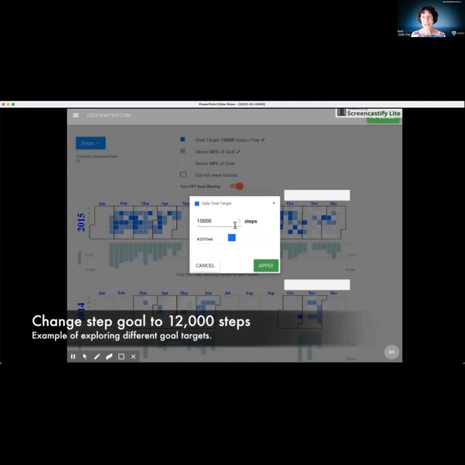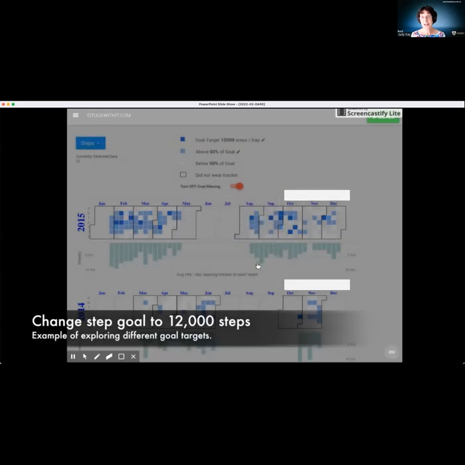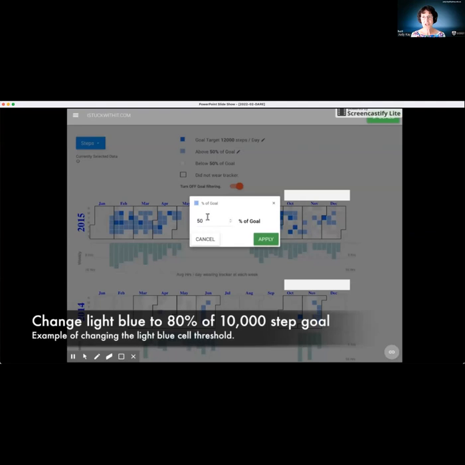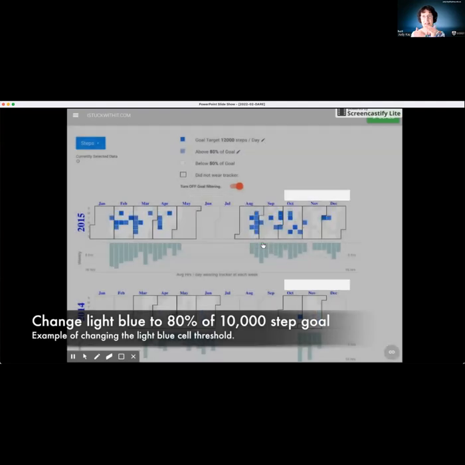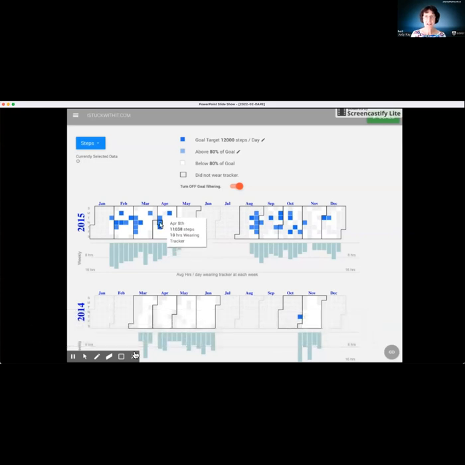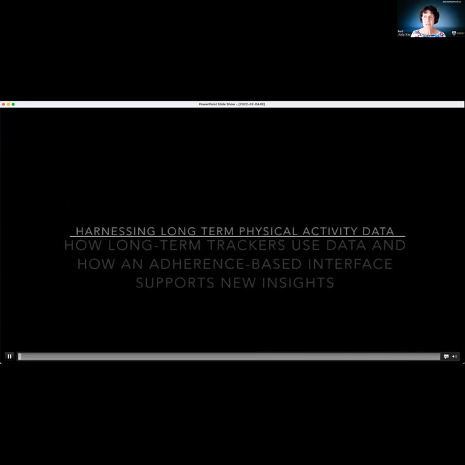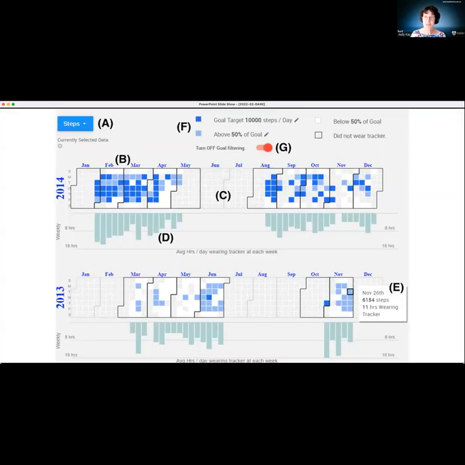This person can, of course, change the goals and apply that. And of course, the interface changes. They can also change this one. So now they're going to make a tighter, narrower band. And again, you can see there's a lot less light blue. I'm going to skip over the rest of that because I'm going to hope the system lets me.